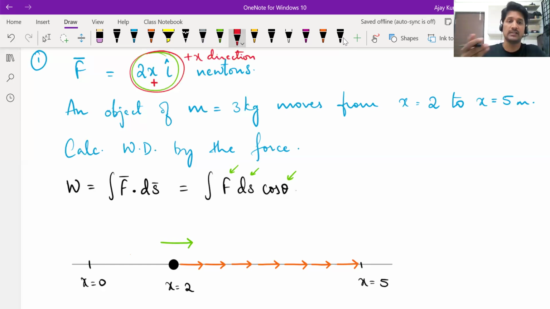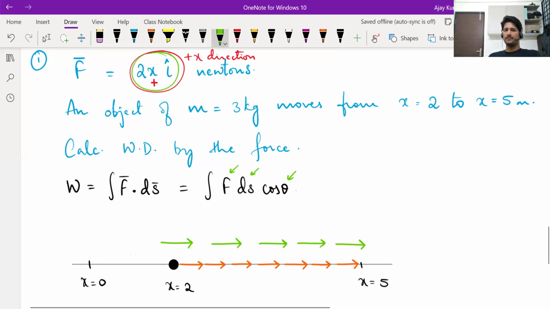Okay, you have to understand what the equation is telling you. 2x i cap: the force depends on the x coordinate. And if the object is moving from x equal to 2 to x equal to 5, all x values are positive. If all x values are positive, all force values will be positive, which means the force always acts in the positive x direction. Why is this important? It helps you find the angle between force and displacement. Now solve the question, all of you. Type your answers in chat.